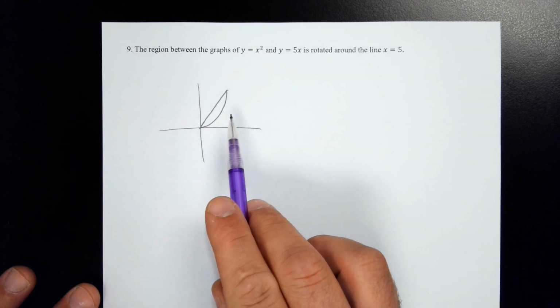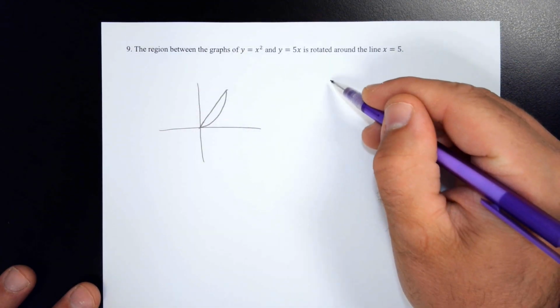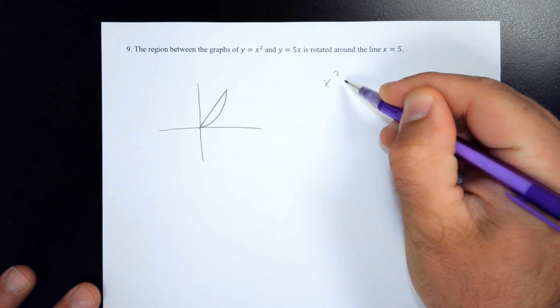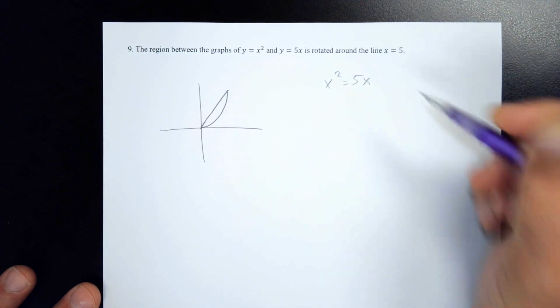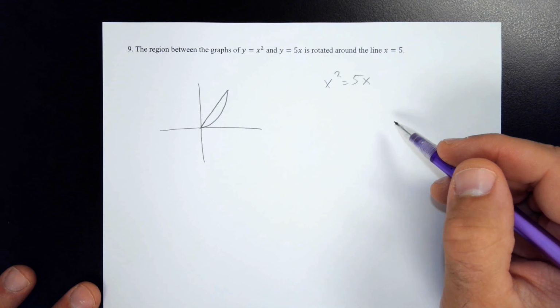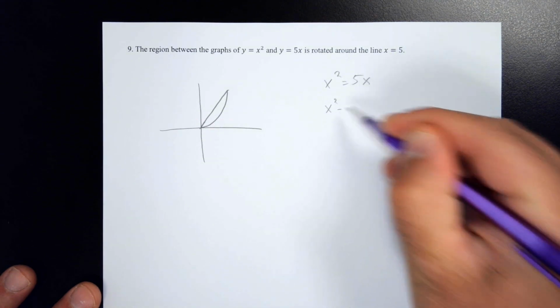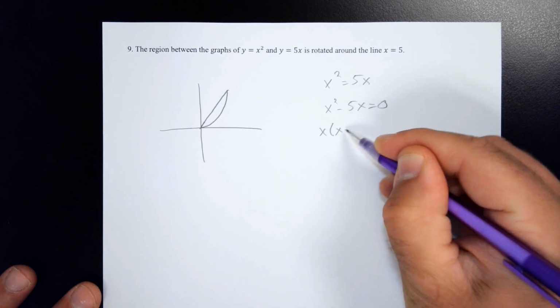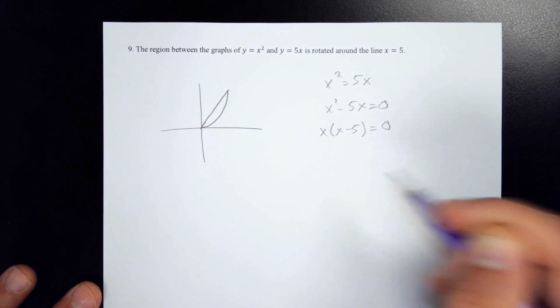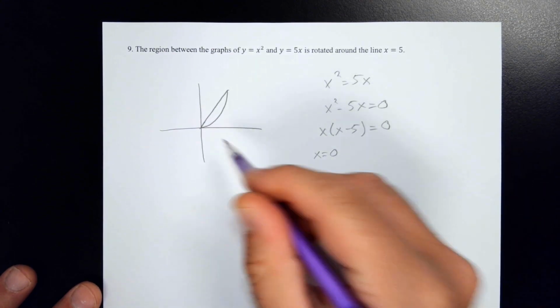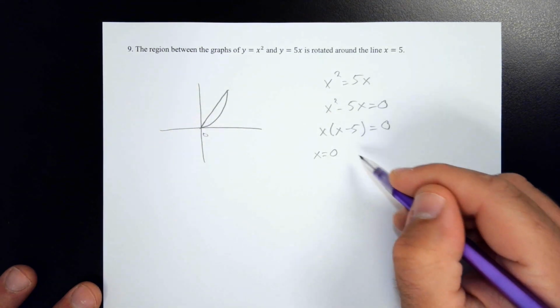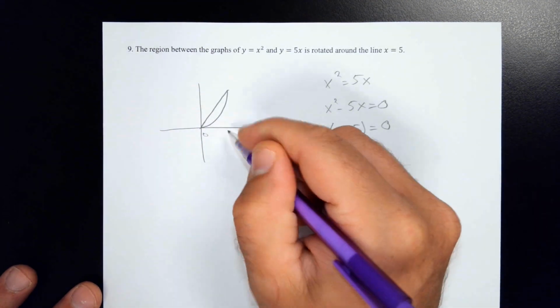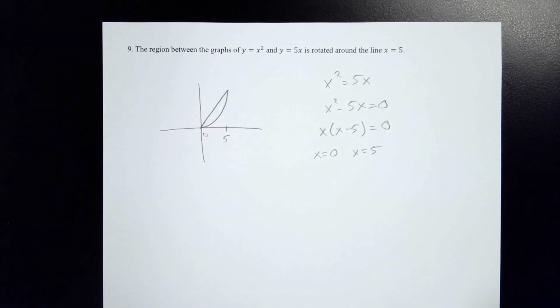Let's first figure out where these intersect. If I set them equal to each other, x squared equals 5x, I'll get them on the same side of the equation and factor out an x, and I'll see that these intersect at x equals 0, which is not a surprise, and x equals 5, which is right here. Okay, so that's where these two curves intersect.